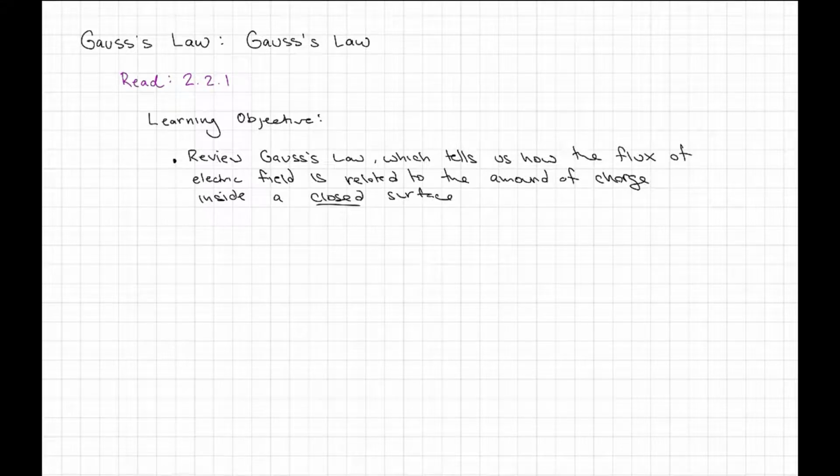Okay, guys, in this lecture, we're going to review Gauss's law. This is something, again, you guys learned in 183. What Gauss's law tells us is how the flux of the electric field is related to the amount of charge inside a closed surface. So we thought about flux in the last lecture, and flux is really useful and interesting to think about, but we want to use it to learn something about electric fields, okay?